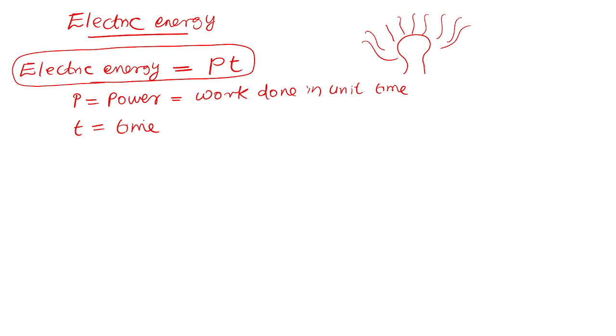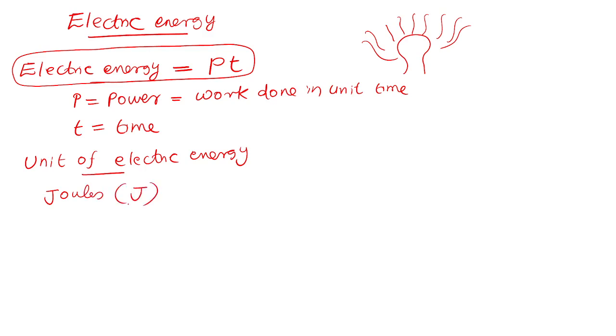Now remember the unit of electric energy. Normally we use the unit joules. Another unit, which you may be hearing for the first time, is watt hour, written WH. The second one is the most important unit, watt hour.